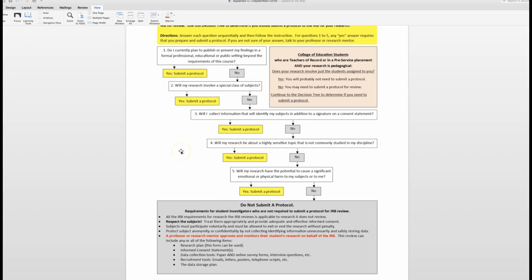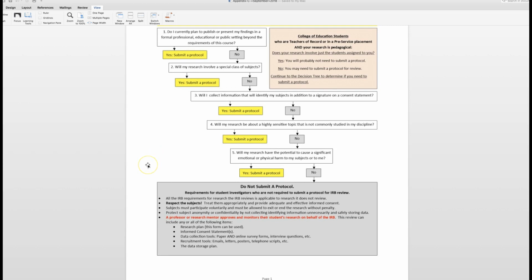Will the research be about a highly sensitive topic that's not commonly studied in my discipline? I don't see any of you doing that. Will my research have a potential to cause significant emotional or physical harm to my subjects or me? I really hope not. If they do, then yes, submit a protocol. So if you're not, even if you're not submitting the protocol, the IRB requirements need to be met.